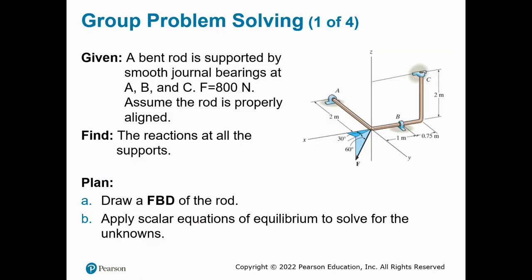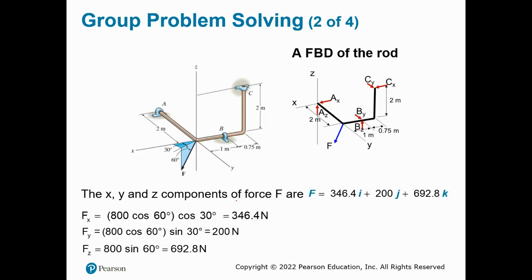Next example. Over here, we're going to first draw our free body diagram. At point A, you have support reactions AX and AZ. There's no AY because it's free to slide along the Y direction. So you have your force, the blue one, coming out at a 30-60 degree angle. I know it takes a little while to adjust to the 3D view.